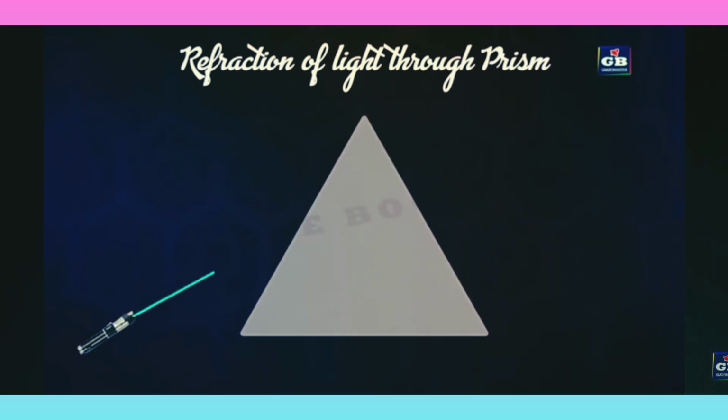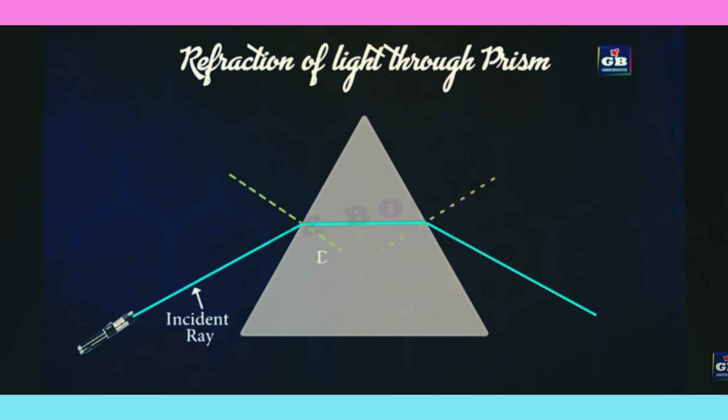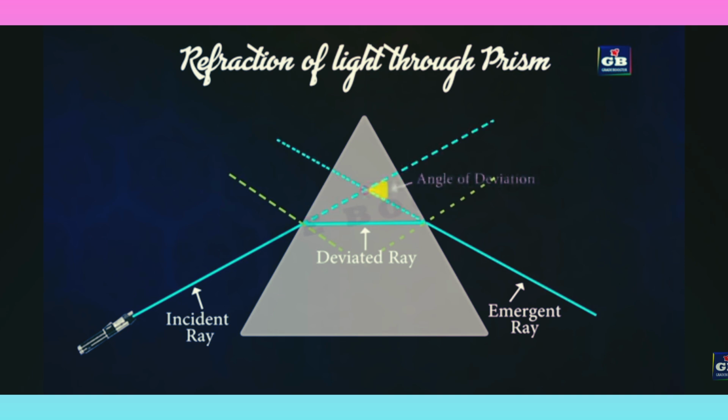Let us pass some laser light through this prism at some angle. The light rays get deviated and emerge out from the other side. Let us draw the normal for the incident ray and the emergent ray. Now, this is the incident ray, this is deviated ray, and this is the emergent ray. Now extend the incident ray and emergent ray. They both meet at a point. The angle of these two rays at this point is called the angle of deviation.